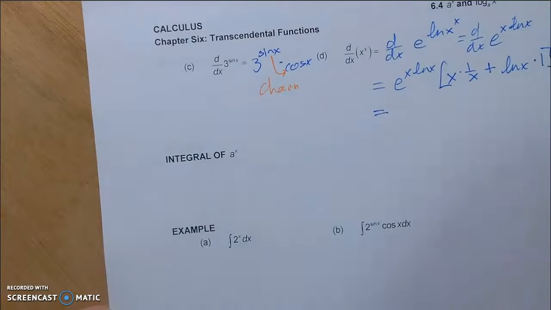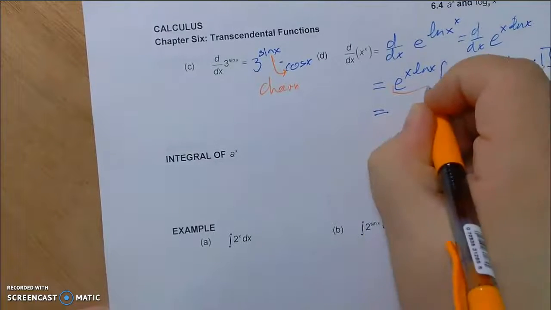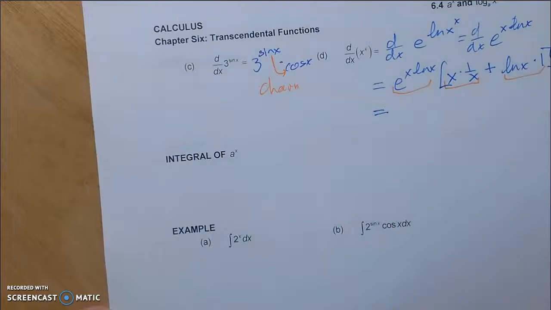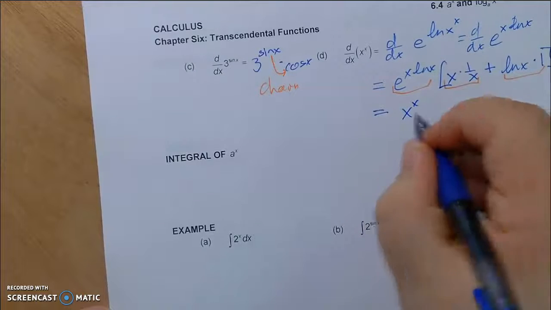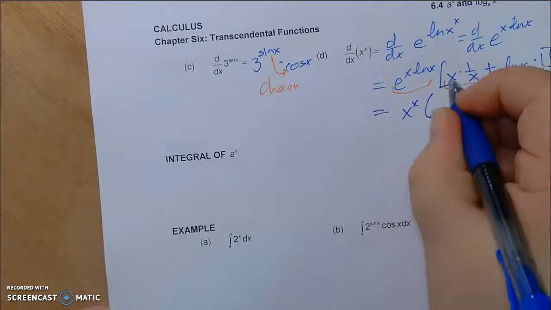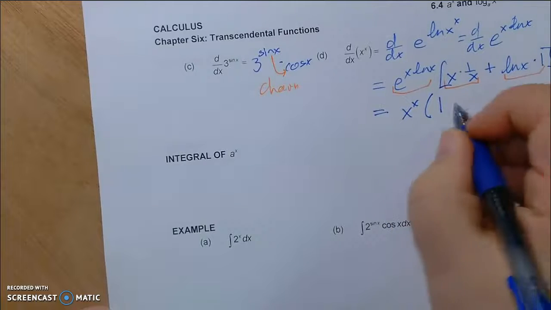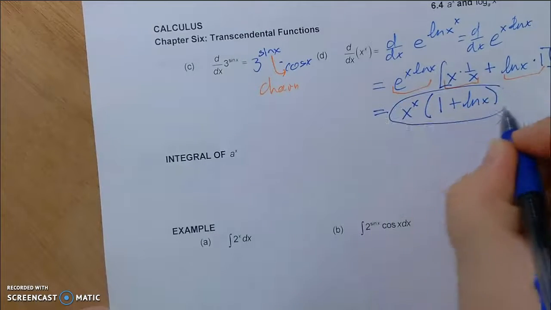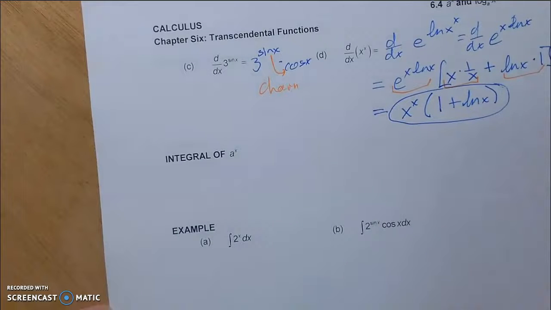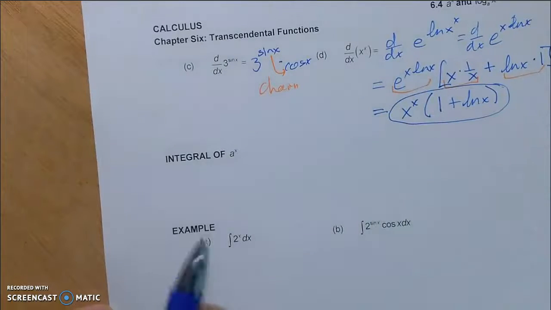Okay, so let's look at these. We got three things to look at. This, if we look, is just x to the x. X times 1 over x is 1, and then natural log of x times 1 is natural log of x. And you're simplified. I just thought that was an interesting problem. I like x to the x. It's interesting.